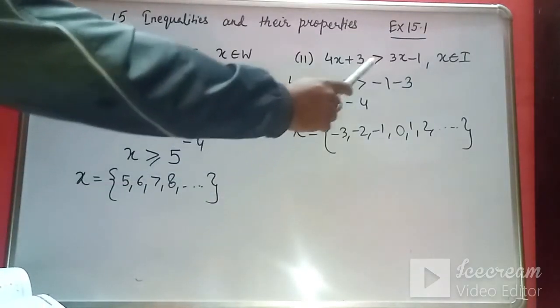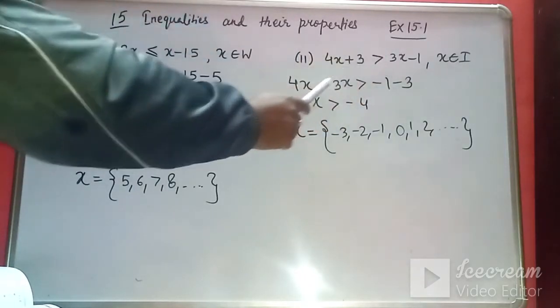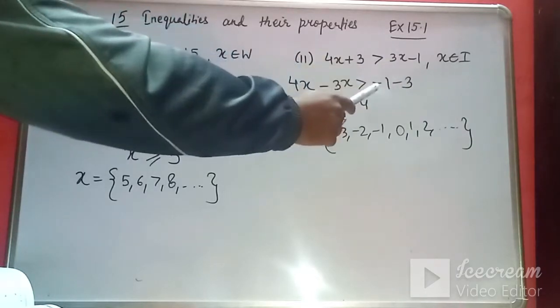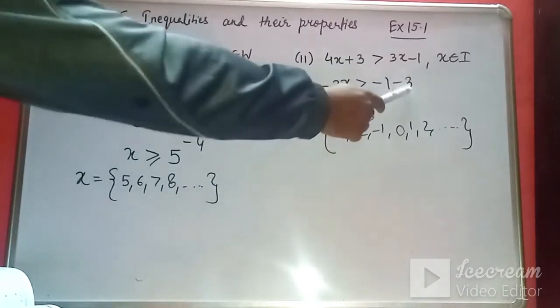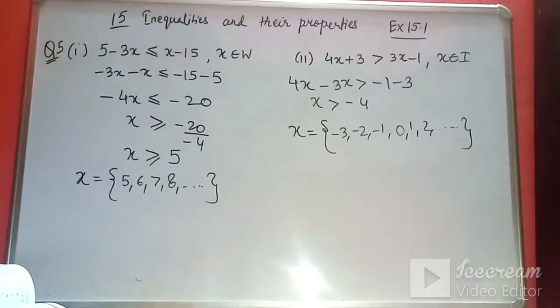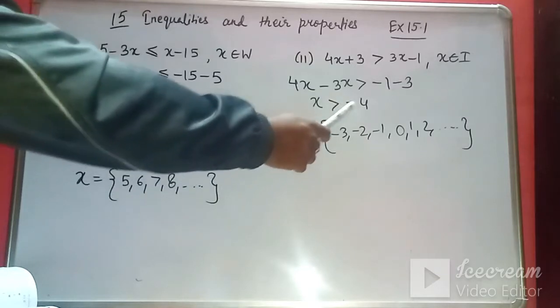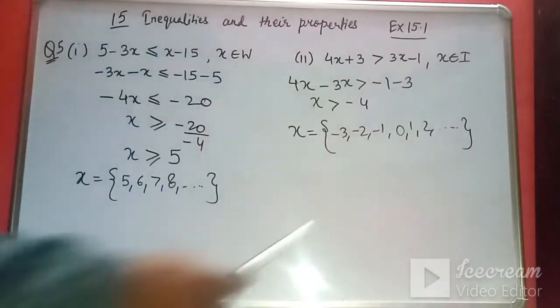Similarly in this question, again we will solve it like this. We have solved the first part. So 3x will come here, 4x minus 3x because it is plus. And 3 will go there, so it becomes minus 3. So 4x minus 3x will give you x, minus 1 minus 3 will give you minus 4. Then what will be the value of x? All the integers greater than minus 4, means minus 3, minus 2, minus 1, 0, as well as the positive integers. So whenever you write a solution set like this, you should write a few positive integers, like I have written 1 and 2.